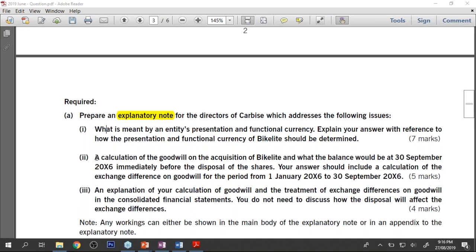The question says that we have to show a calculation of goodwill on the acquisition of Bike Light and what the balance would be at 30th September 2026 immediately before the disposal of shares. So we need to write the goodwill at acquisition and at 30th September 2026. Your answer should include a calculation of exchange difference on goodwill for the period 1st January 2026 to 30th September 2026. So for 5 marks, we need to calculate the goodwill.